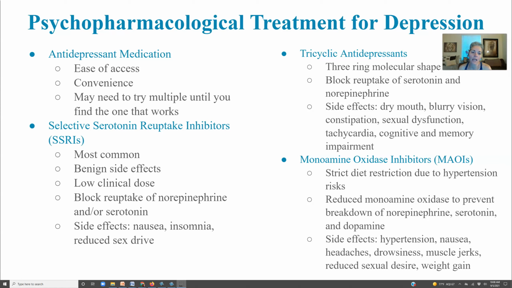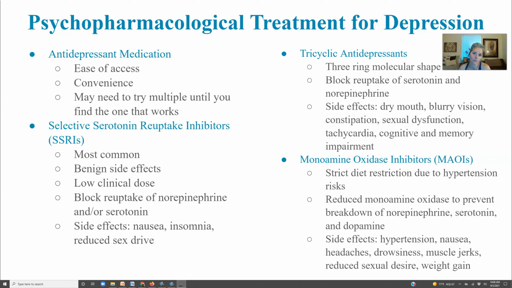Therapists don't prescribe medication, but they can work with your psychiatrist or your medical doctor to adjust medication as needed. Tricyclics are called tricyclics because of their molecular shape. They also block the reuptake. They have more extensive side effects, and that's why they're not as common, because the side effects are more common, and people report discomfort with those side effects, and some of them can be dangerous.